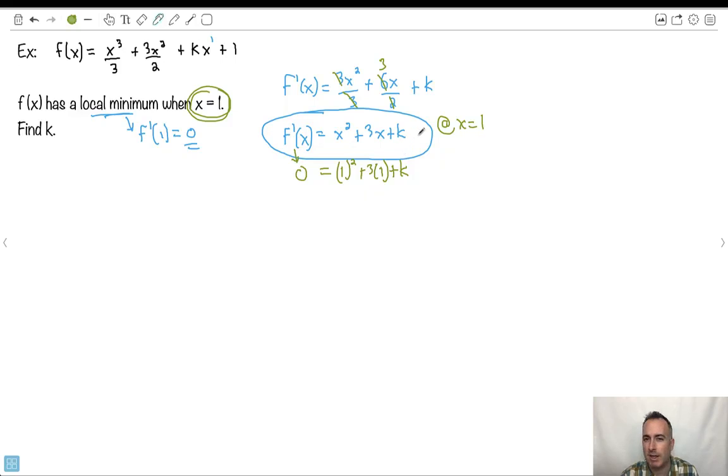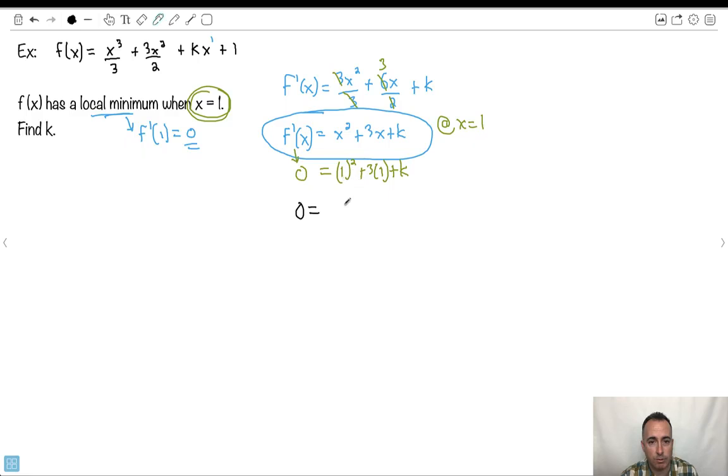I don't know if that made any sense. I'm just using the fact that a local minimum happens when the derivative is 0. So I first found the derivative. Now I know I can set the whole thing equal to 0 when I'm at x equals 1, because I know that's a minimum. Well, a minimum or a max, the derivative is 0. So I keep going. You'll see this isn't actually so bad at all.